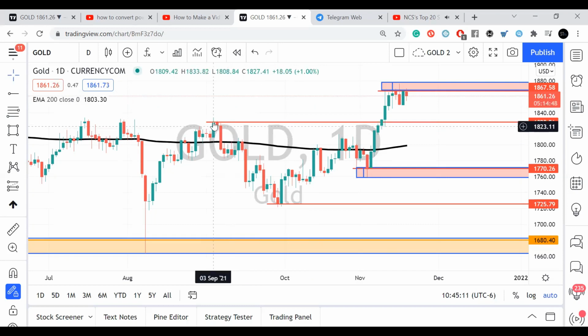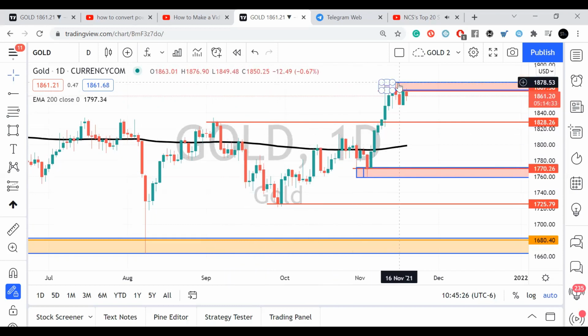So this was our former structure from here to here. All these things happening here were within this structure. But from here, we now had a breakout to the upside. Then we have a pullback, two green candles, two red candles. We had a pullback.